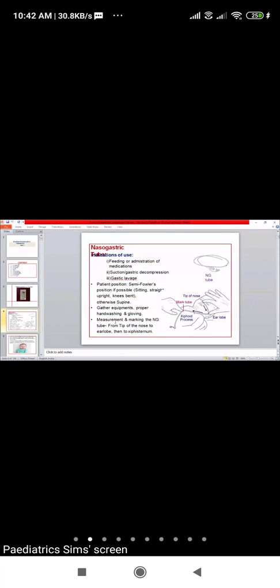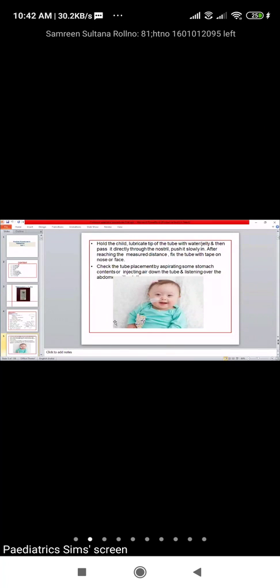Measurement and marking of the nasogastric tube is very important. You should measure as in the picture: from the tip of the nose to the earlobe to the xiphisternum. Hold the chin, lubricate the tip of the tube with water jelly, and then pass it directly through the nostril. Push it in slowly. After reaching the measured distance, fix the tube with tape on the nose or face. Check the tube placement by aspirating some stomach contents or injecting air down the tube and listening over the abdomen.